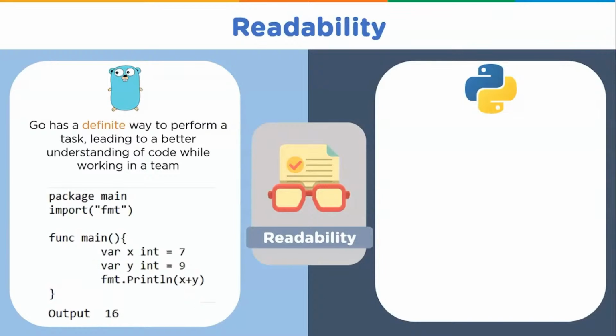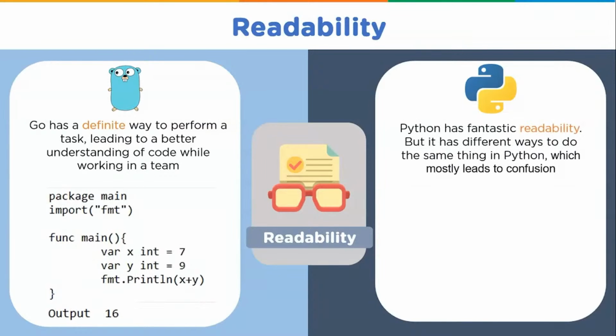On the other hand, Python sure has fantastic readability, but there are probably 10 different ways to say the same thing in Python, which mostly leads to confusion whenever the script is big or while working in a team. Here we can see a simple example of adding two numbers, that is 7 and 9, in both the languages. In Golang, there's a definite way to write a code, whereas in Python, you can write in different forms, but the readability is really fantastic.